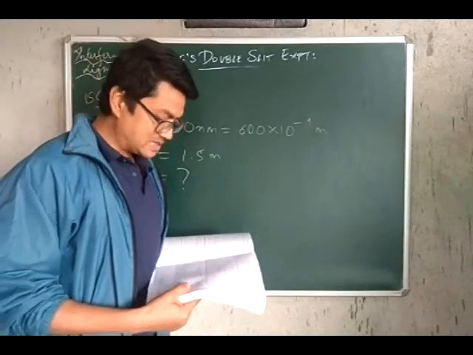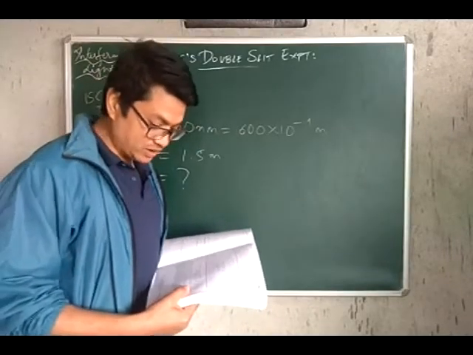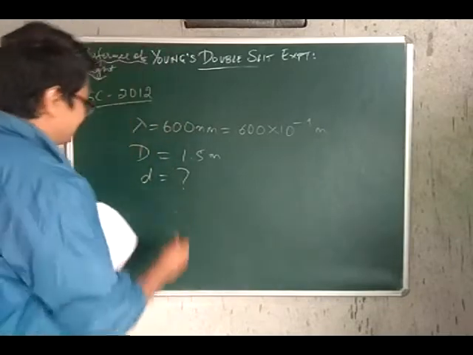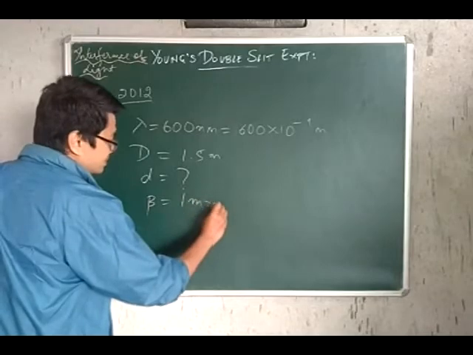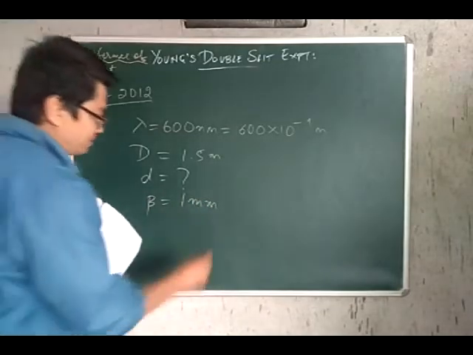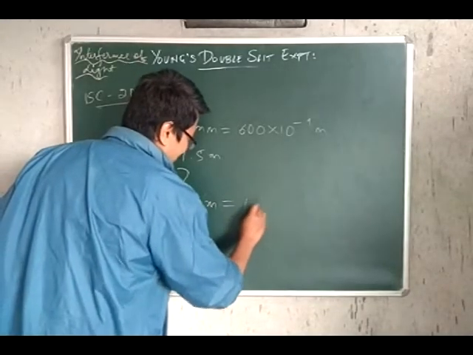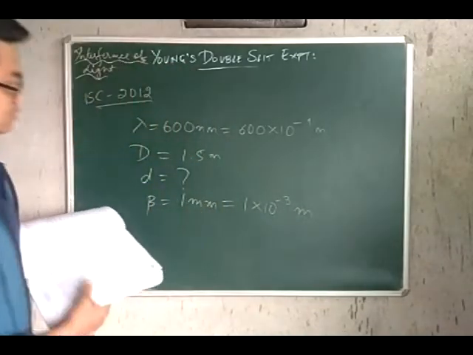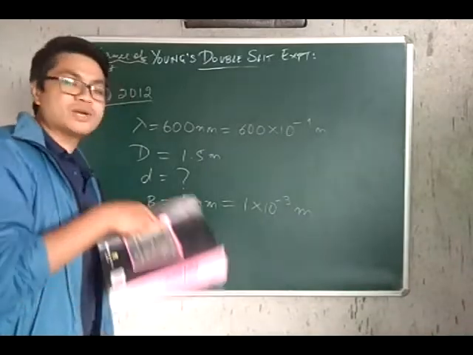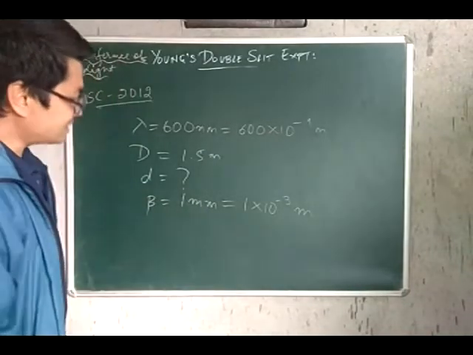We are to find small d, the distance between the two slits, if the fringe width is found to be 1 millimeter. Beta, the fringe width, is given, 1 millimeter, meaning 1 into 10 to the power minus 3 meters. So these are the things that are given, and we have to find small d, that is slit separation.